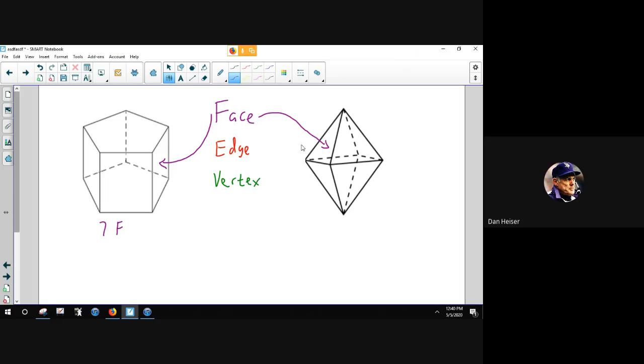If we were to drop this in a big container of paint, this 4-sided shape would not get painted. It is not a face. It is simply just created by all 4 of these sides coming together. But it is not a face of the polyhedron. So this one has 8 faces.